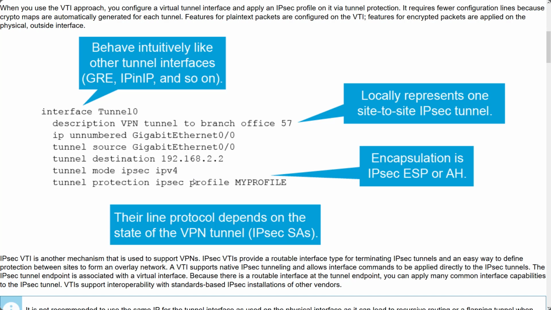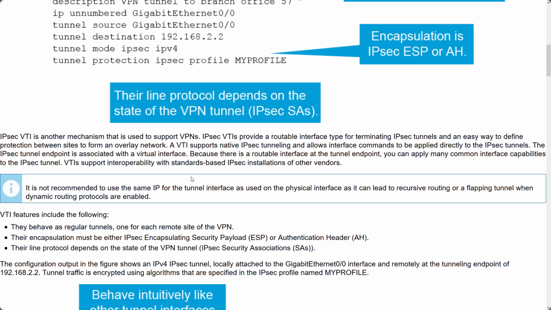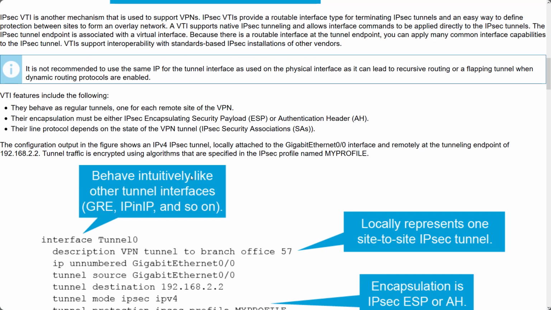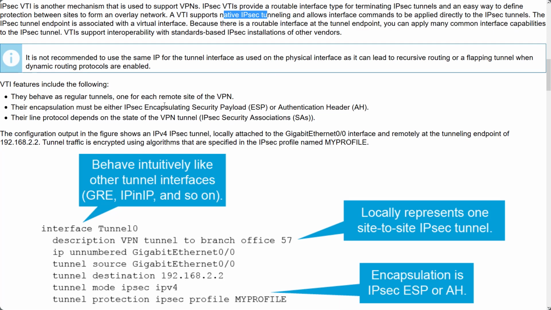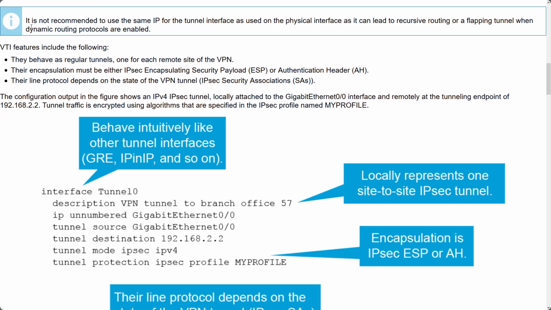All right. It says here IPsec VTI is another mechanism that's used to support VPNs. It is a routable interface, right? We talked about that already many times. It supports native IPsec tunneling and provides us the ability to create this tunnel interface. All right, so what are the benefits? Let's see, VTI features include the following. They behave like regular tunnels, one for each remote site of the VPN. Their encapsulation must either be IPsec, ESP, or AH, which is pretty typical for any VPN application. And their line protocol is going to depend on the state of the security association itself.